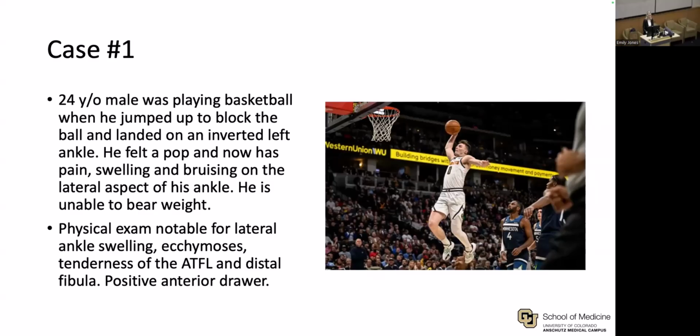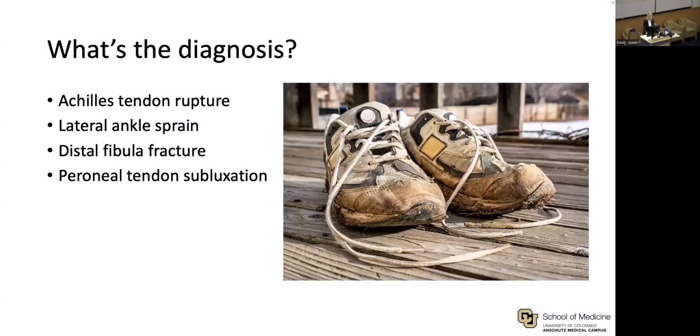This is a picture of Christian Braun, who recently had this injury. So I think you all probably know what the diagnosis is. I put this up more to demonstrate what my differential is going to be in this patient. Achilles tendon rupture, of course, but all of his symptoms are lateral, so that's probably going to be lower on my differential, but something to consider, especially if there was a pop and there's swelling. So you're certainly going to do the Thompson test.